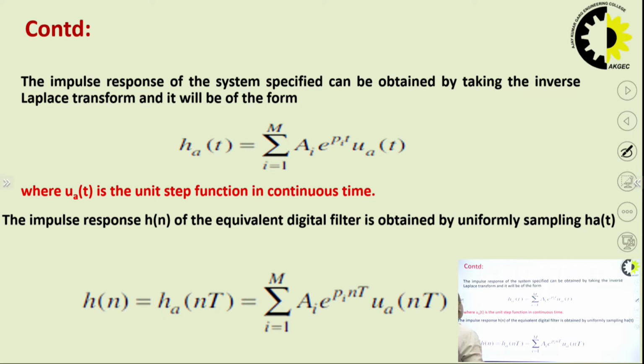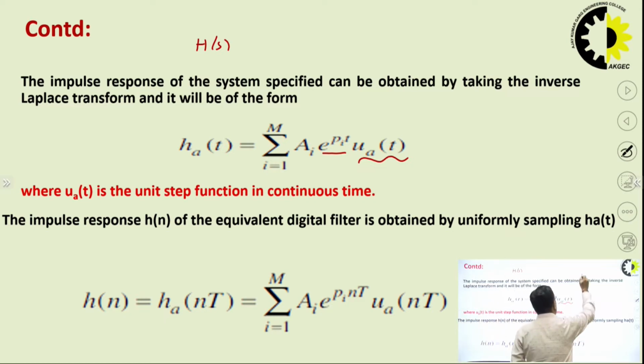So if you take the inverse Laplace transform of Hs, it will be h of t equal to summation i equals 1 to m, ai e to the power pi t. We know in Laplace, 1 upon s minus a has its inverse e to the power at. Similarly here e to the power pi t. Now u of t I am associating here. Why?